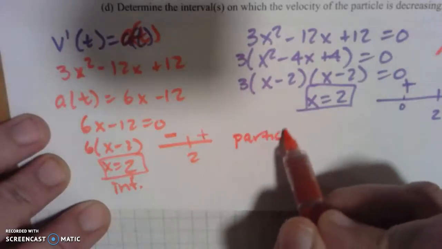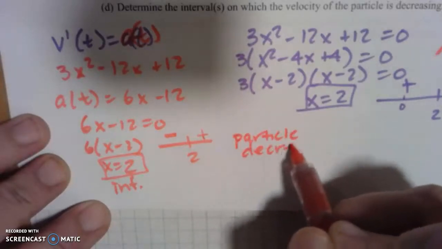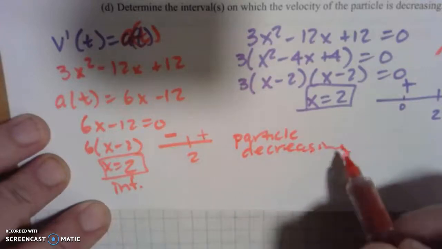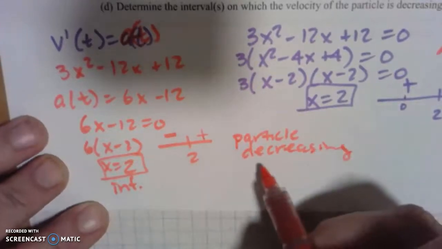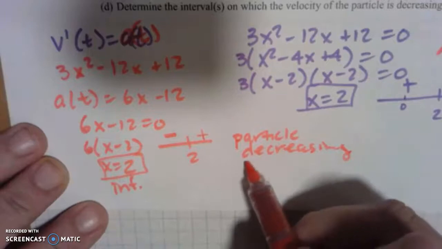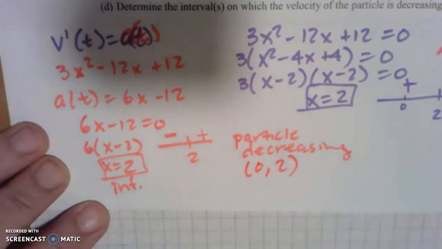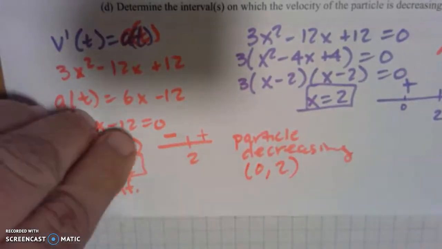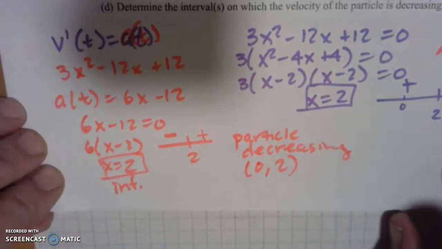The particle is decreasing when it's concave down or when it's negative, but it's decreasing from 0 to 2. All right, that's that equation. Let's look at another one.